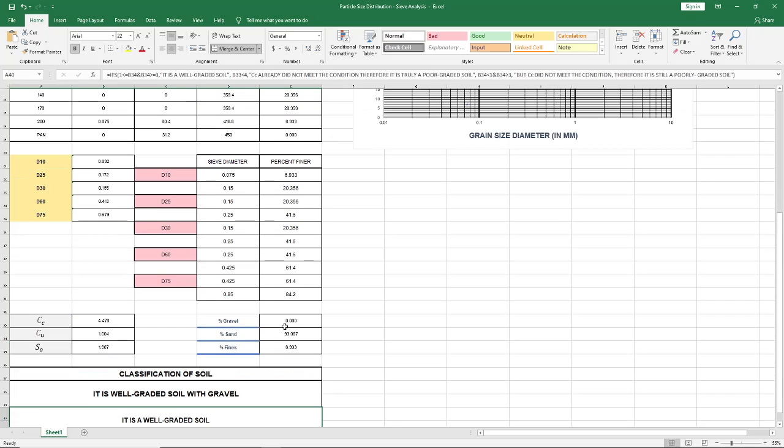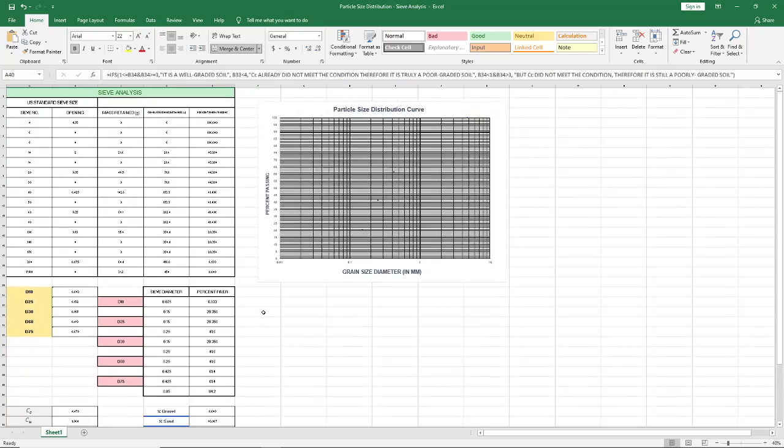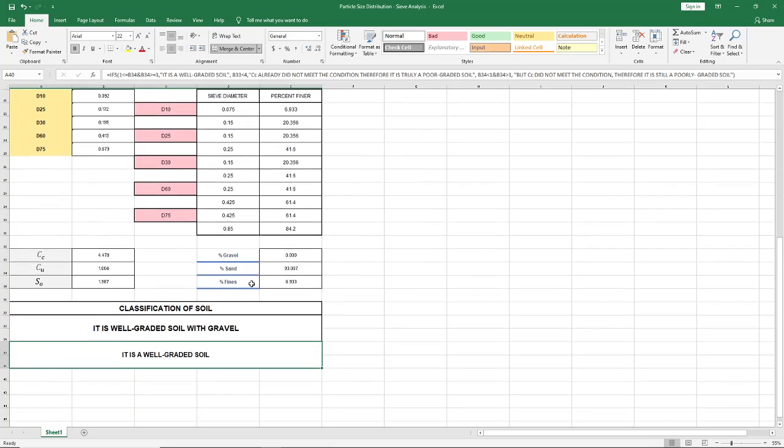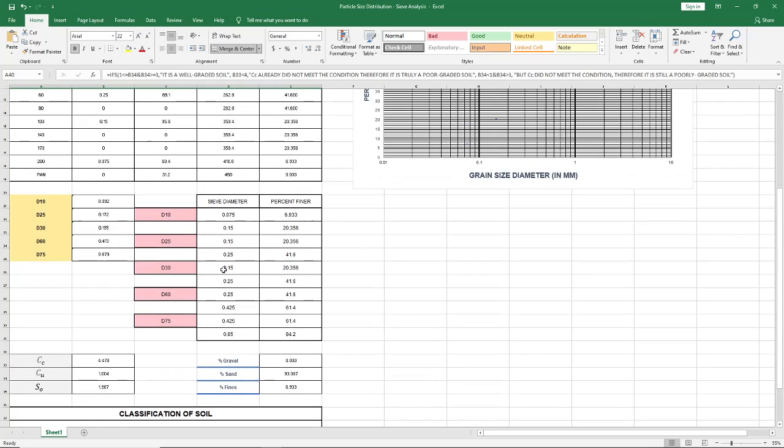And that is all the problems that involve sieve analysis, answered by this Excel program.